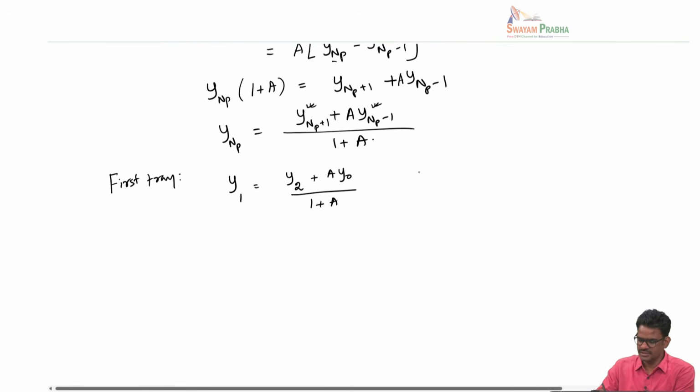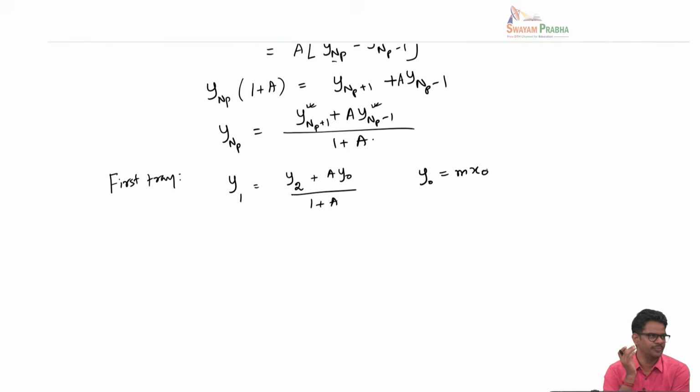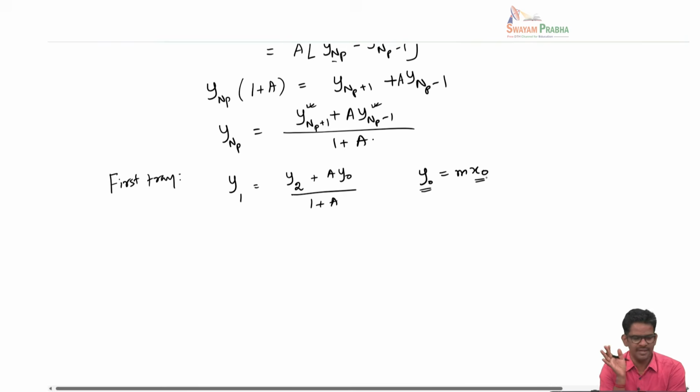Y0 basically means X0 is defined. Okay, imagine there is a virtual tray, 0th tray, from which X0 and Y0 are actually at equilibrium. You can imagine Y0 is an equilibrium composition of a fictitious tray corresponding to the composition X0. Okay, but for now Y0 is nothing but M times X0. Okay, so that's what this means.